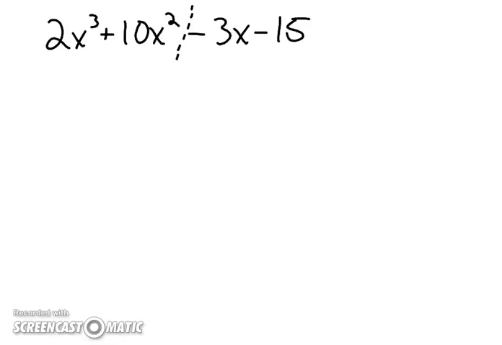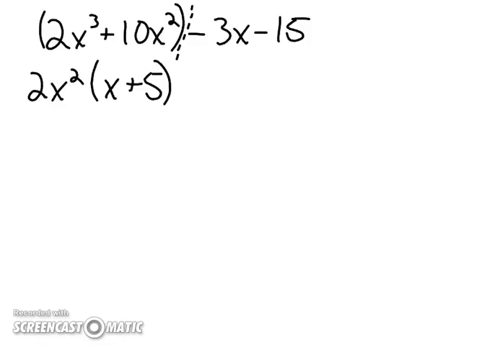We're going to cut the terms in half. We're going to look at the first 2 terms. And what's in common there is a 2x squared. So we're going to pull out 2x squared. And what's going to be left is x plus 5.